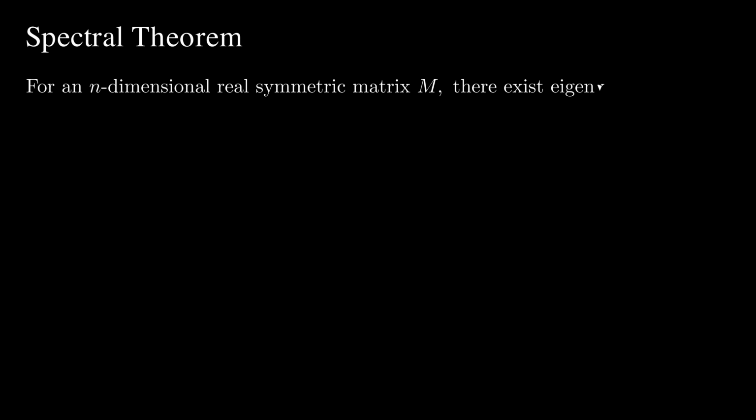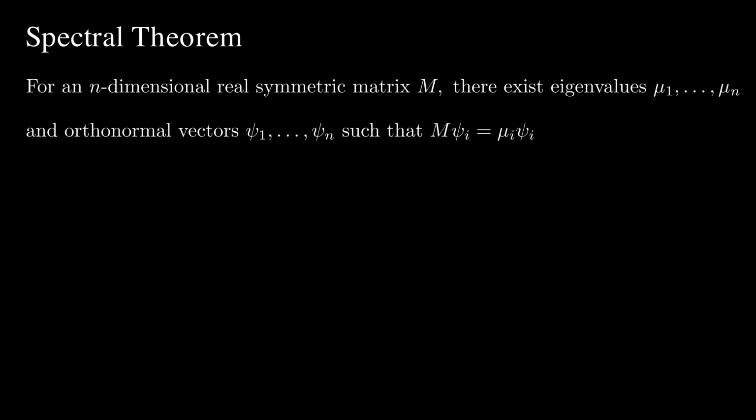We can use the Rayleigh quotient along with some of these properties to prove the spectral theorem. The spectral theorem states that for any real symmetric matrix M of size n, we can find a set of eigenvalues and corresponding orthonormal eigenvectors such that when these vectors are transformed by the matrix M, they are simply scaled by their associated eigenvalue. Ultimately, this means that the matrix M behaves predictably in the directions defined by these vectors.